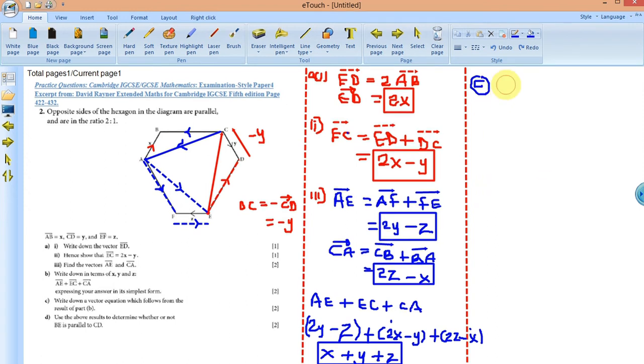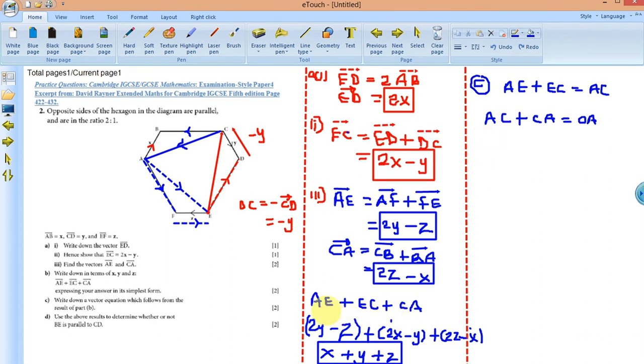I have AE. I want to take the first two plus EC, so the resulting vector there will be AC. That's the first two. Then I have AC now plus, sorry about that, AC plus CA. The resulting vector there will be OA, and that's a position vector. So I can then conclude, and don't forget that I've been able to sum all this now. So AE plus EC plus CA equals OA. Guys, so that is clear, and OA is a position vector.